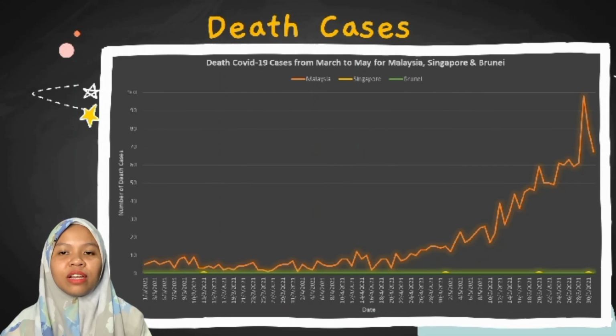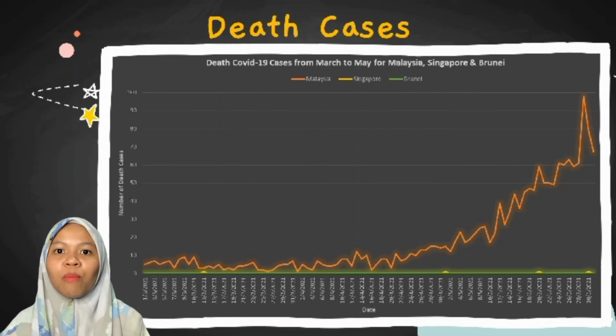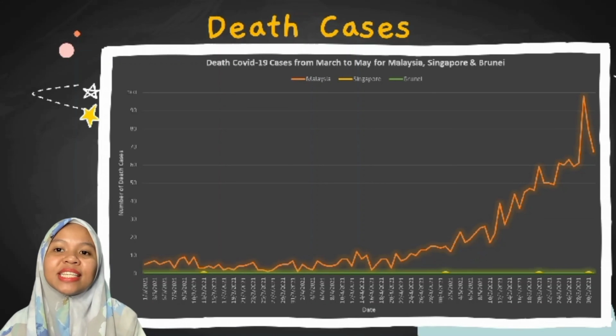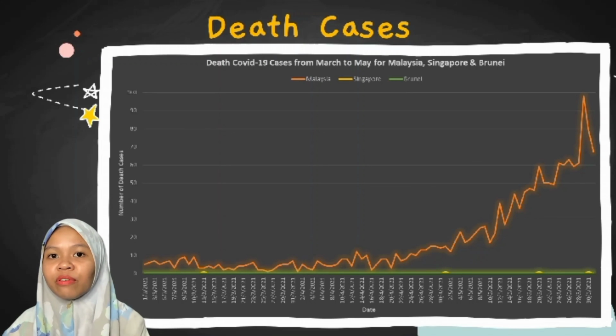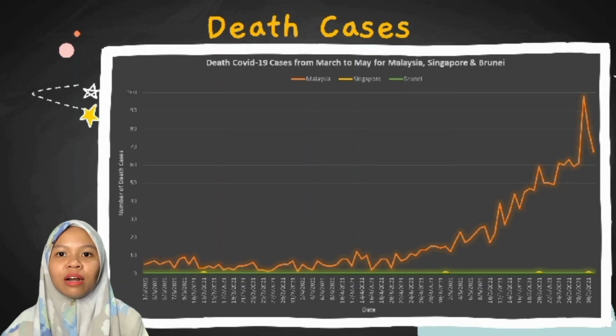The title of the graph is Death COVID-19 cases from March to May for Malaysia, Singapore and Brunei. The label for the y-axis is number of death cases and for the x-axis is date. Similar to the active and recovered cases graphs, the orange line is for Malaysia, the yellow line for Singapore and the green line for Brunei. From the graph, we can see that Malaysia has the highest number of death cases between the 3 countries.